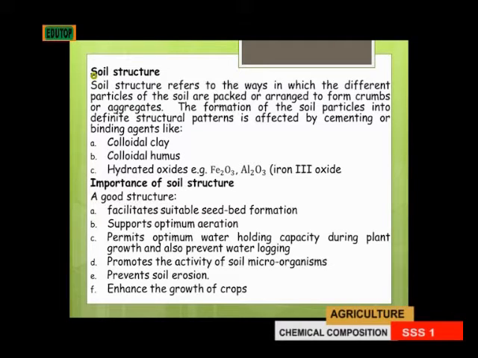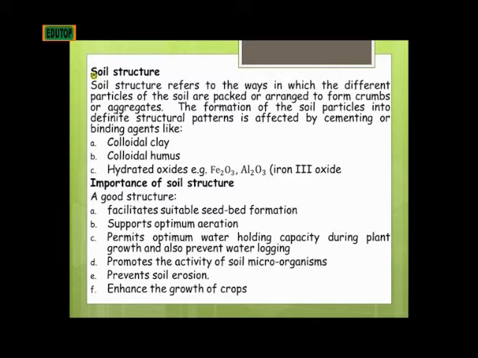That is, it holds optimum water within it and allows the excesses to be drained off without causing water logging. Then a good soil structure promotes the activity of soil organisms. A good soil structure also prevents soil erosion, that is, the soil particles are being held together properly, and a good soil structure enhances the growth of crops.